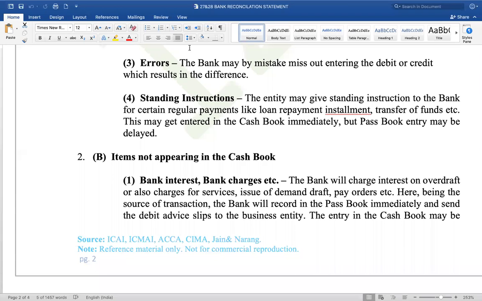Go ahead, Ma. Errors. The bank may by mistake miss out entering the debit or credit, which results in the difference. There may be errors by mistake. Sometimes I get a huge amount of credit, sometimes a huge amount of debit. So sometimes the errors may take place.